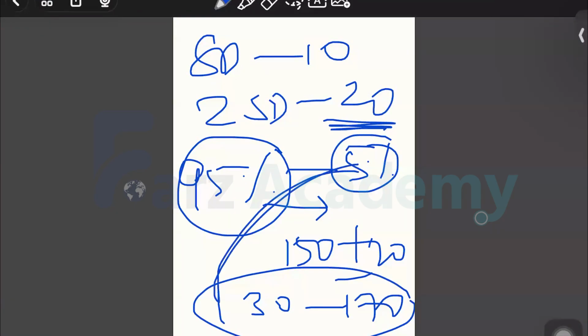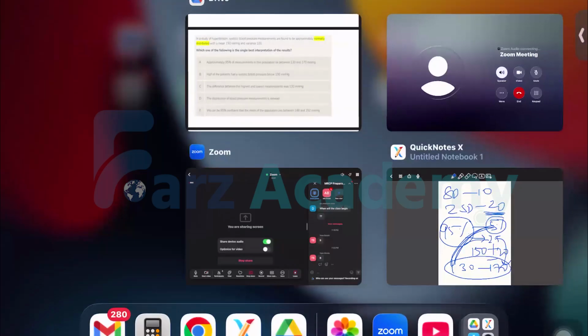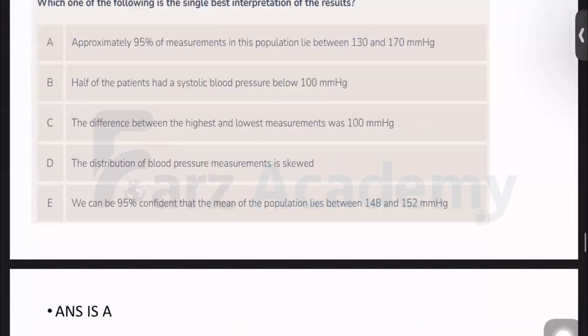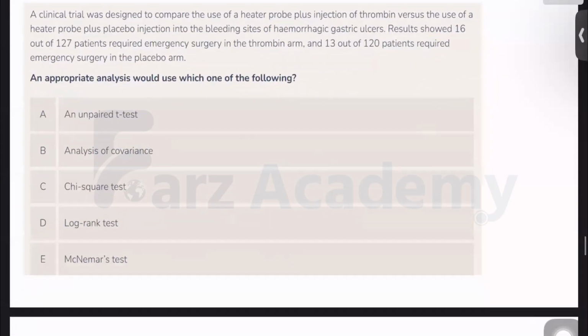5% out of this range means what? 2.5% would be below 130 and 2.5% would be above 170. Just with this single statement, you can rule out the other statements here. Okay? Next.